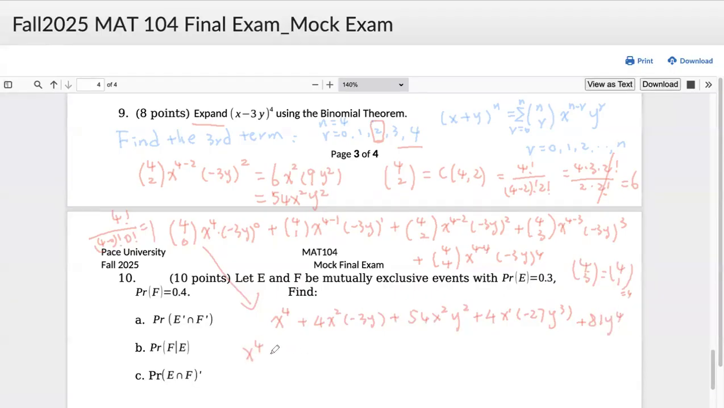So we have x raised to 4, first term. The second term is negative, because we have positive times negative: 4 times negative 3, negative 12, x cubed y. Third term, 54 x squared y squared. Fourth term, negative, 4 times 27, 108, x y cubed. Plus last term, 81 y to the 4th. So expand means write down all the terms. Okay, but the question can be asking you to find a certain term.